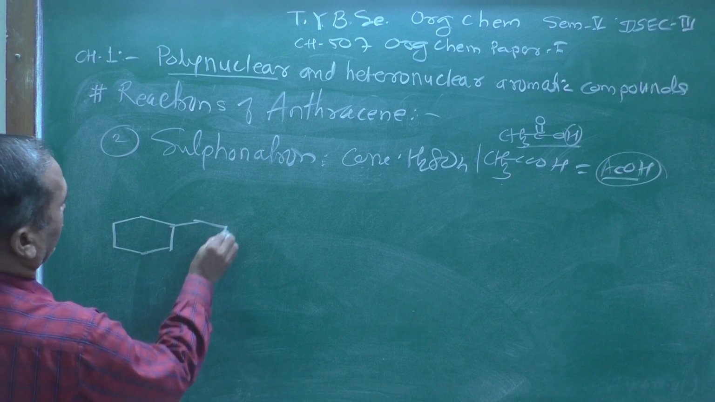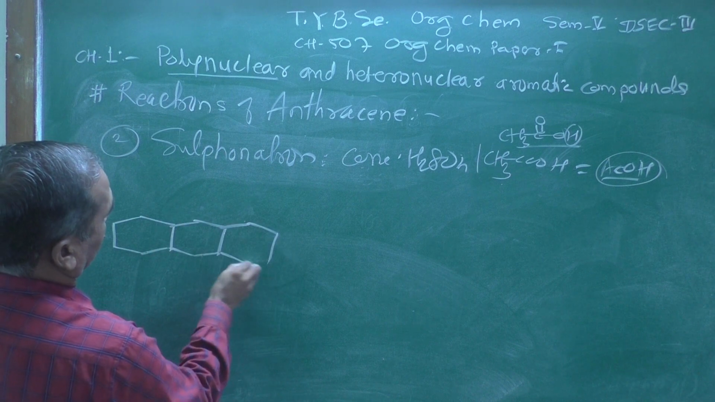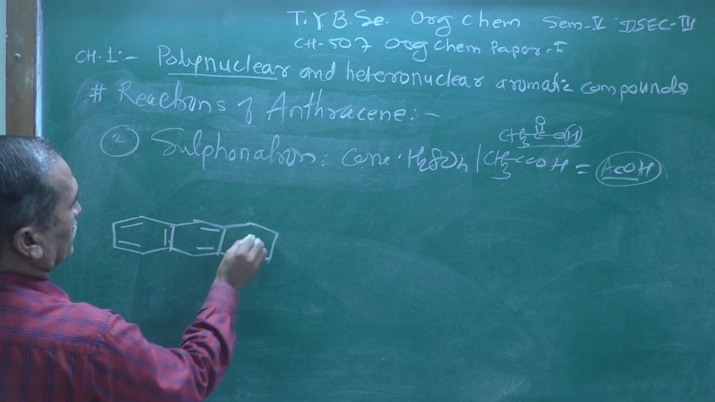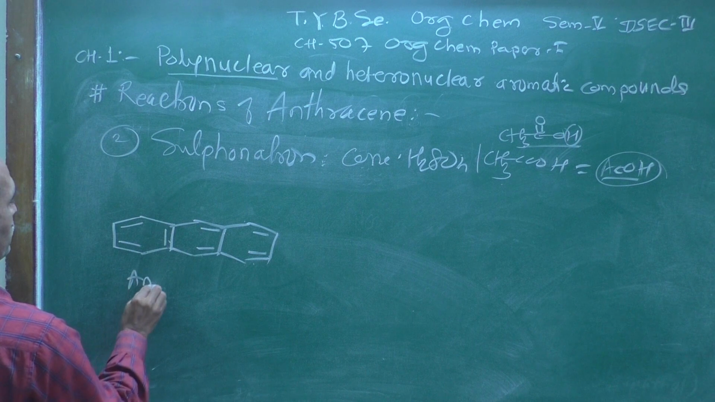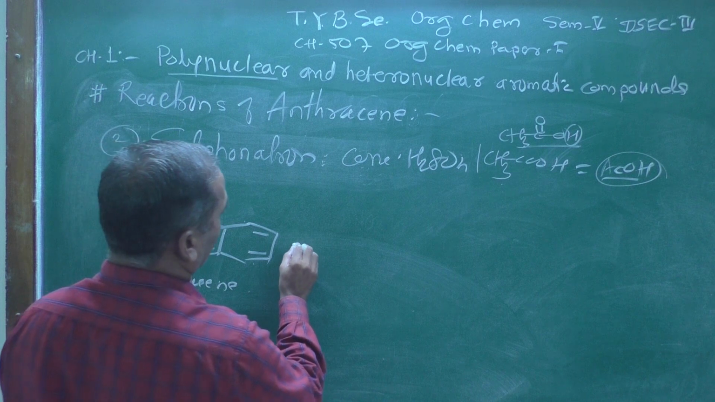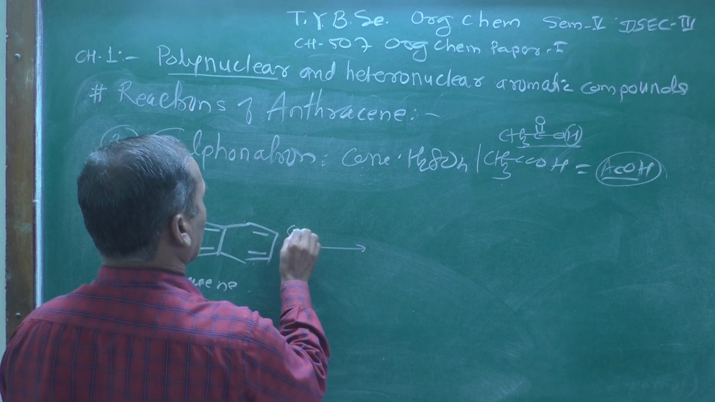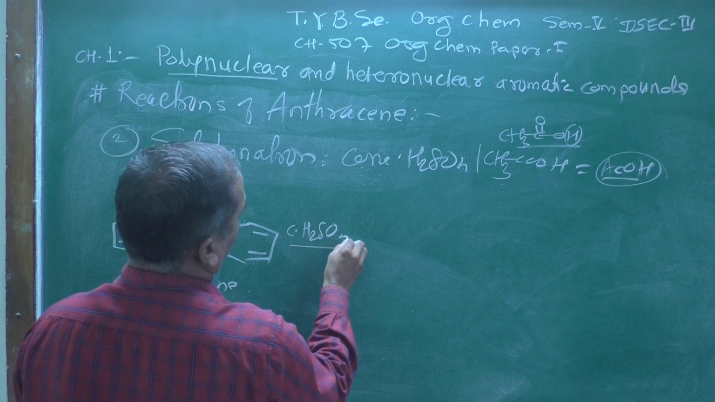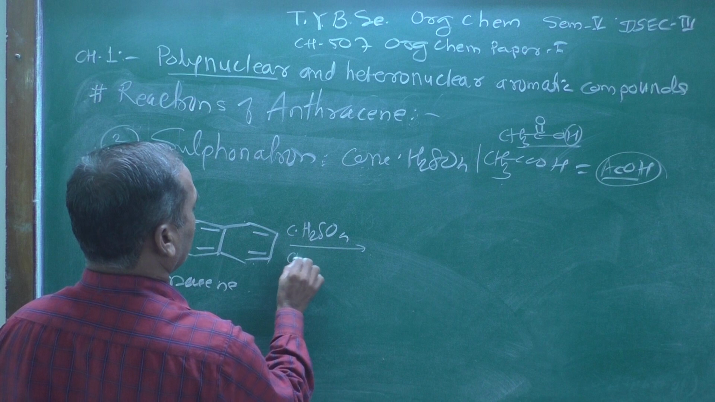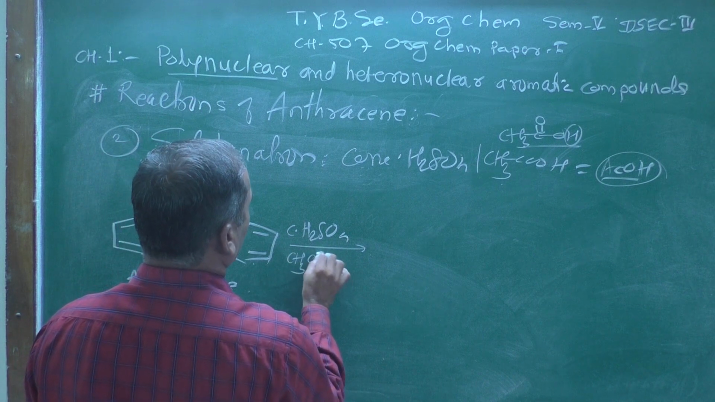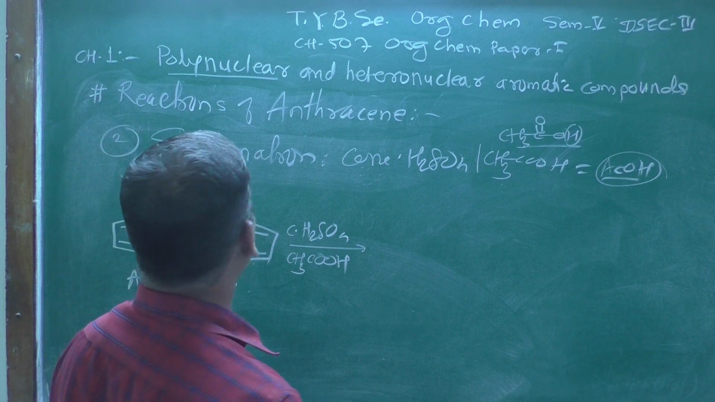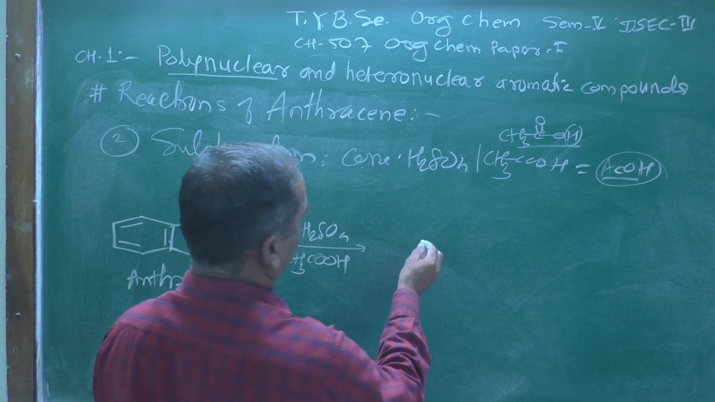See here, this is a structure which I am representing over here. This is the structure of anthracene. When it is treated with concentrated H2SO4 in presence of acetic acid, CH3COOH, what do you get? You are going to get a mixture of products.